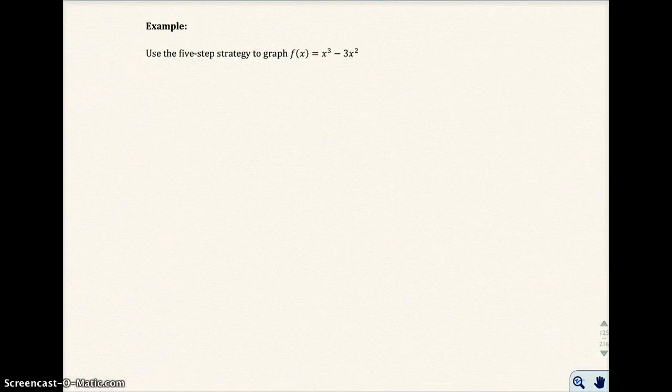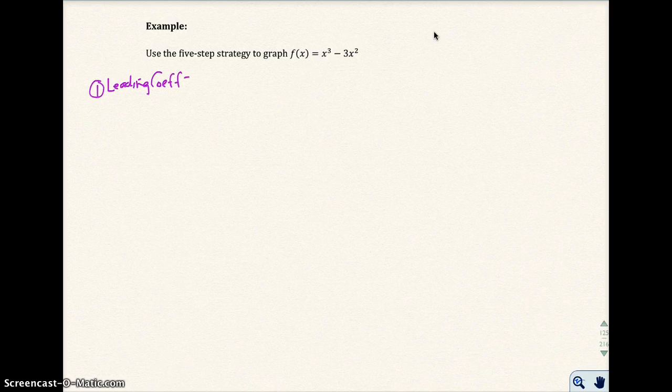So let's go ahead and do the next example, and we're going to do the 5-step strategy to graph the polynomial function. Remember, polynomial, and we're going to look at a degree more than 2. We have the degree of 3. The first thing we do is look at the end behaviors, and first, we look at the leading coefficient test.